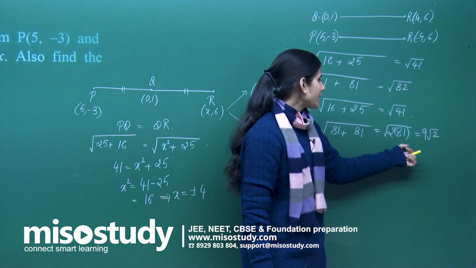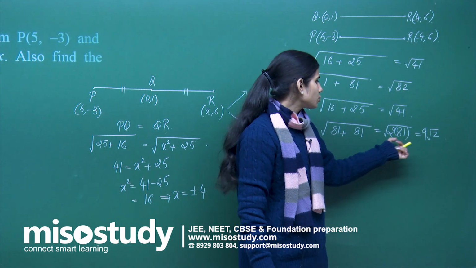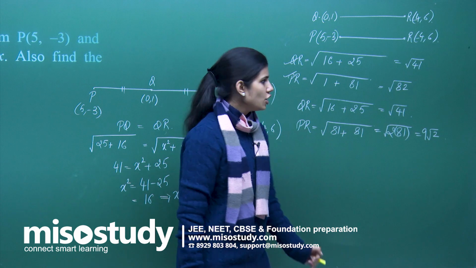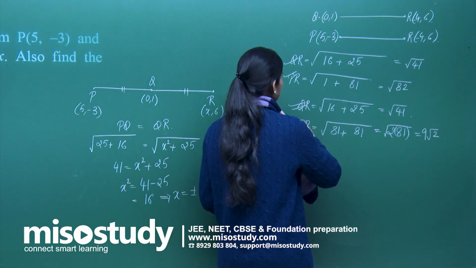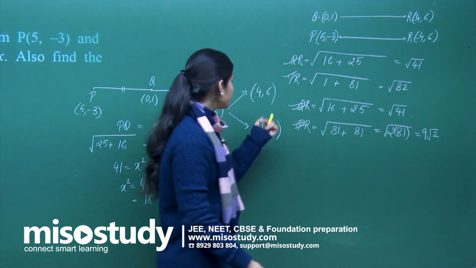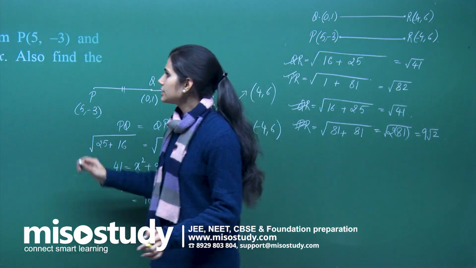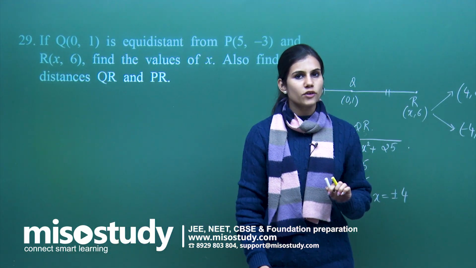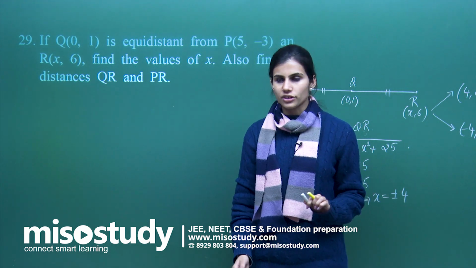81 plus 81 is twice of 81, right? So root 2 into root 81, root 2 as it is, and root 81 is 9. So this is what you have as QR and PR if you take this as R. So with both the R's, I have calculated the distance QR and PR, and that is your complete solution. Application of distance formula, we have moved towards coordinate geometry now.